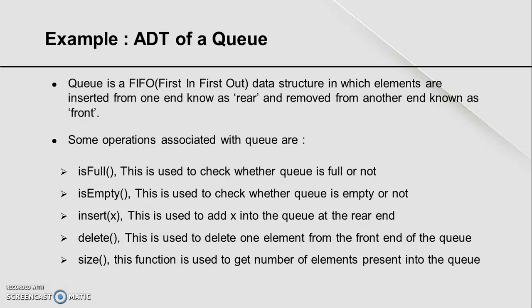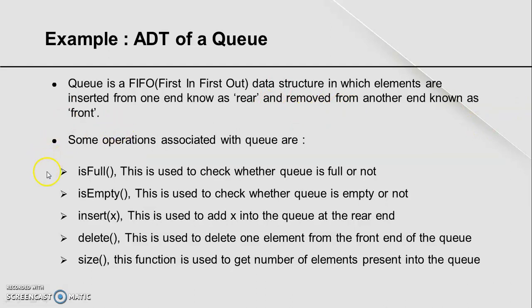The person who is inserted first will be the first to be removed, or the person who comes in first will be the first to go out. So the name given is first in first out. But in terms of data structure, the definition is: a data set in which elements are inserted from one end, known as the rear end, and removed from another end, known as the front end.